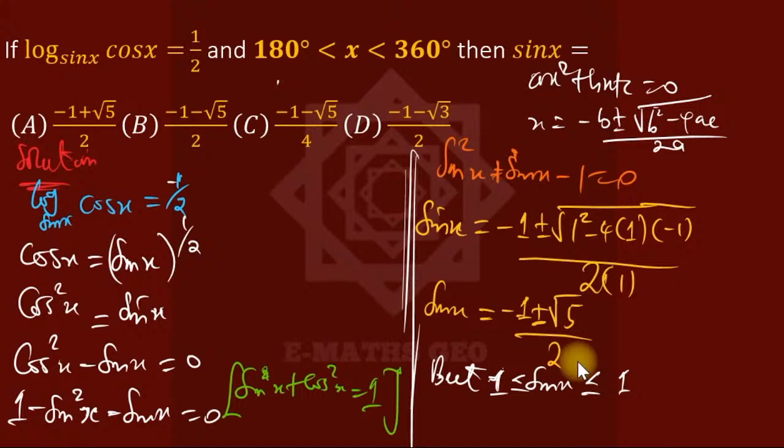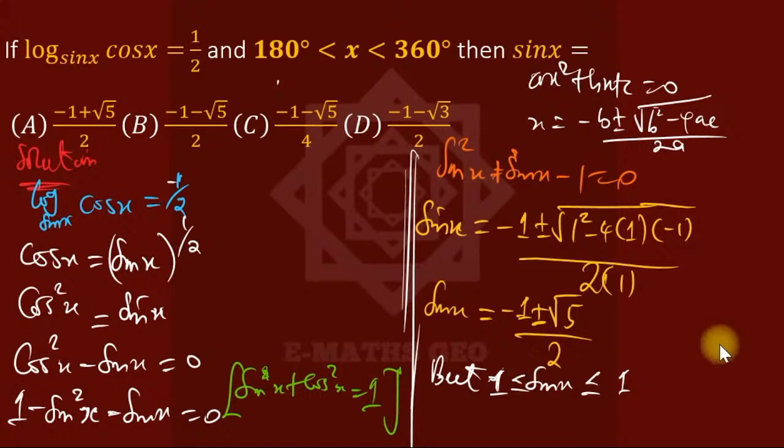And root 5 is 2 point something. So if I add minus 1, I'm taking the negative first. Minus 1 minus root 5 will be minus 3 point something. And if you now do minus 3 point something divided by 2, it will give you minus 1 point something. And minus 1 point something has exceeded the boundary. It's not on this. So the negative is off.